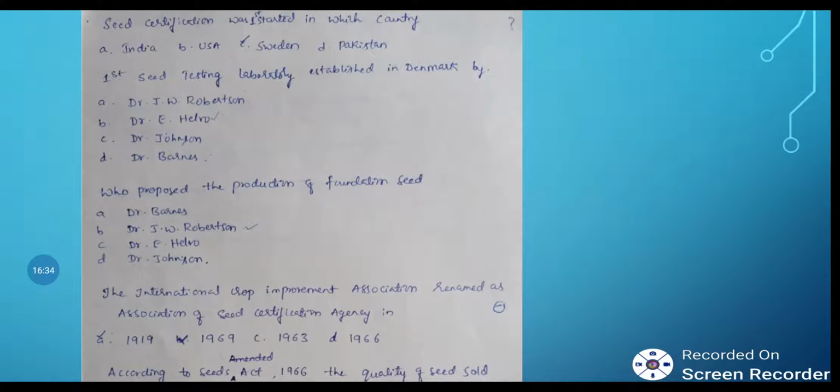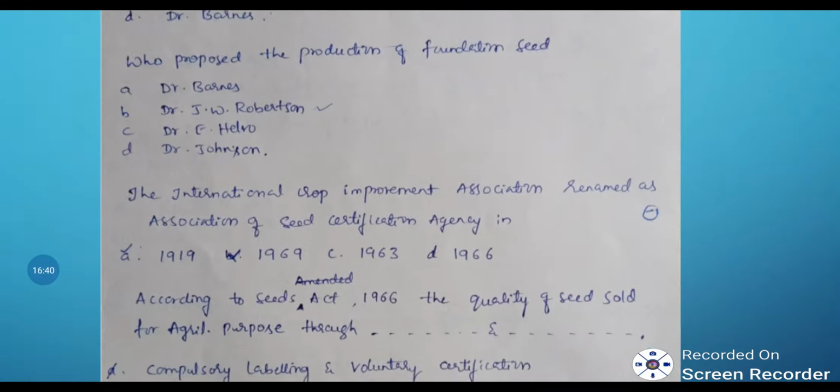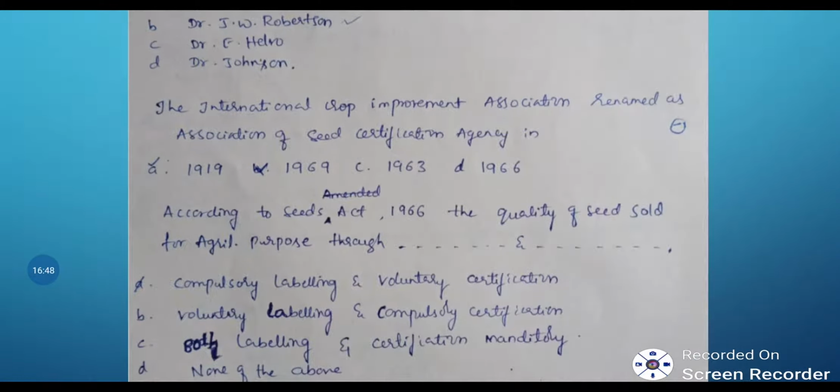The International Crop Improvement Association, renamed as Association of Seed Certification Agency in, options given here are 1919, 1969, 1963 and 1966. The answer to this particular question is 1919.